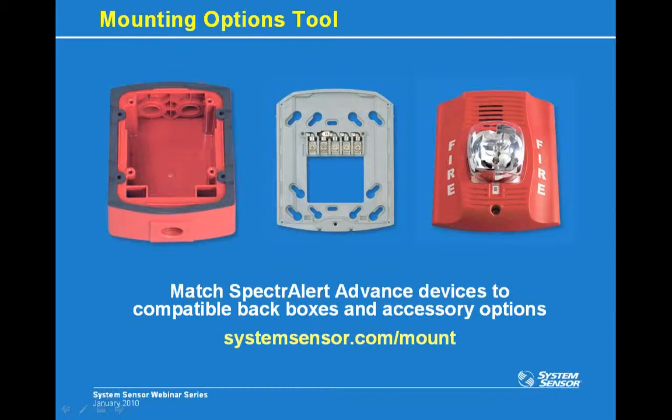It's also designed to save planning time up front by eliminating the need to pore through data sheets or installation manuals to find out what back box is compatible with a horn strobe. So it's supposed to save time and really eliminate a lot of that upfront planning. The Mounting Options tool is a web-based application, so users can access it from any computer that has an internet connection by going to systemsensor.com/mount. So I'll show you a short demo of how it works.